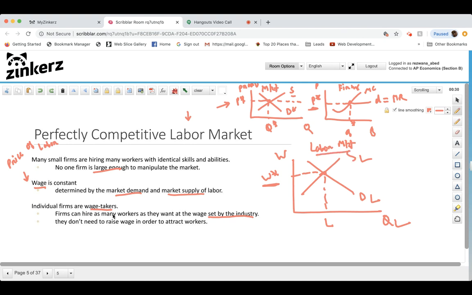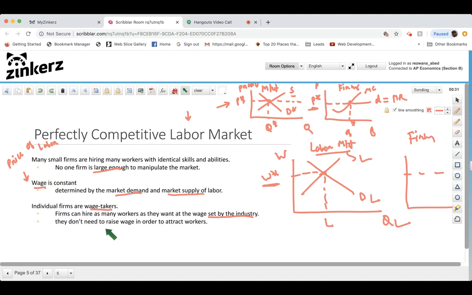Okay, so individual farms, so this is the market graph. As you can imagine, there would be a graph for the farm over here too, and it's going to look a little bit different. But the only interesting thing here is that individual farms are also wage takers. So they can hire as many workers as they want at this market wage rate that is set by the industry. Okay, they don't have to raise wages in order to attract more workers, but they can hire as many as they want at this wage rate.